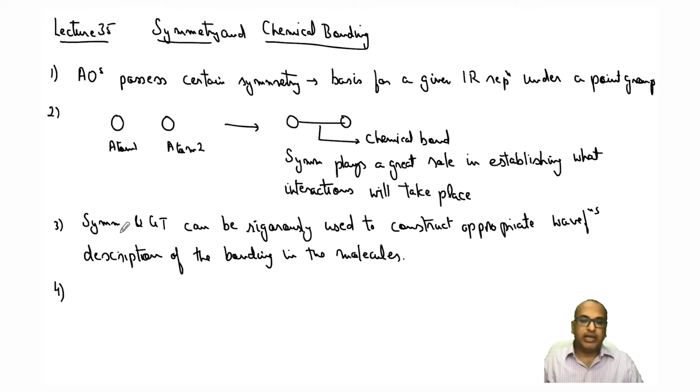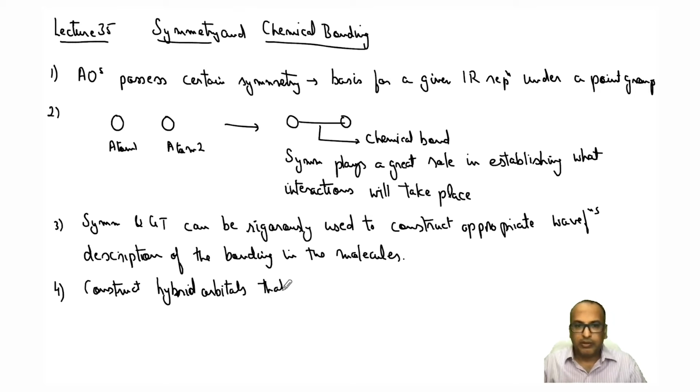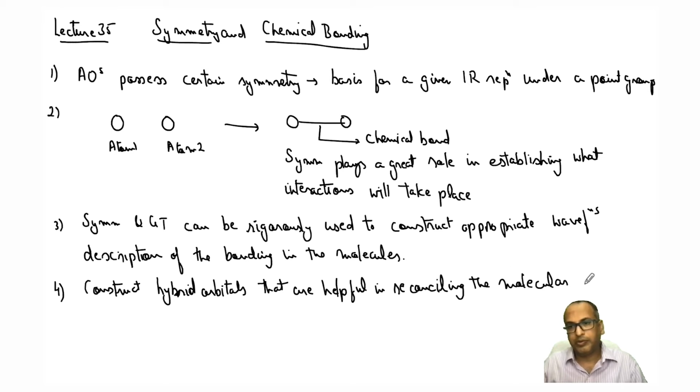And what else can we do using this theory? We can construct hybrid orbitals that are helpful in reconciling the molecular shape. For example, why CH4 is tetrahedral and so on. So we will see that.